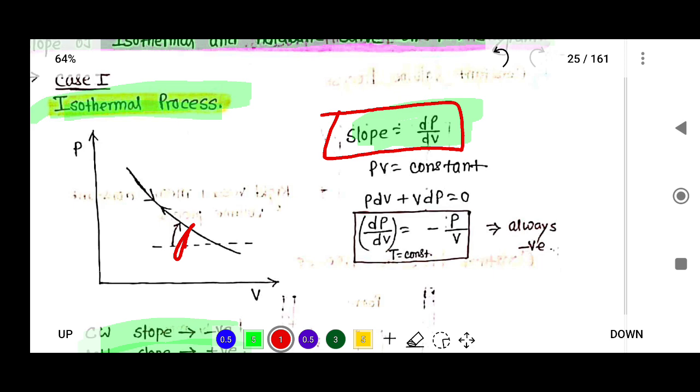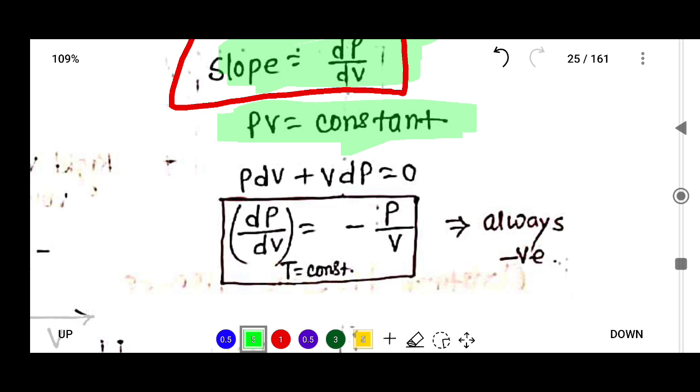Now for an isothermal process, we all know that PV is equal to constant. So from here you can see that PdV plus VdP is equal to 0. From here, VdP is equal to minus PdV. From here, dP by dV at T equal to constant is equal to minus P by V.